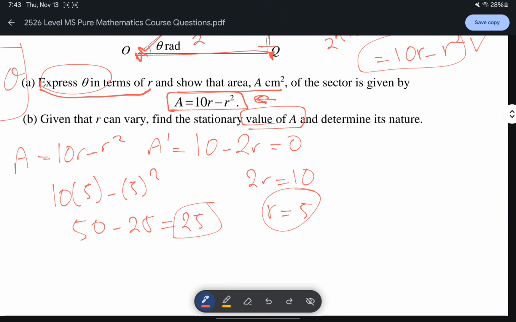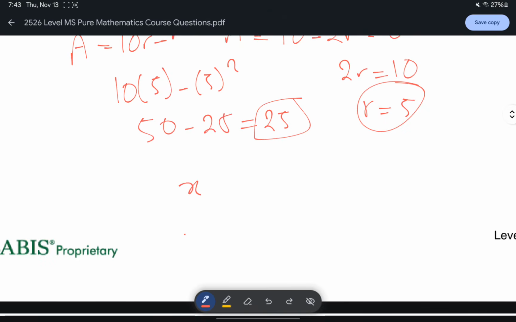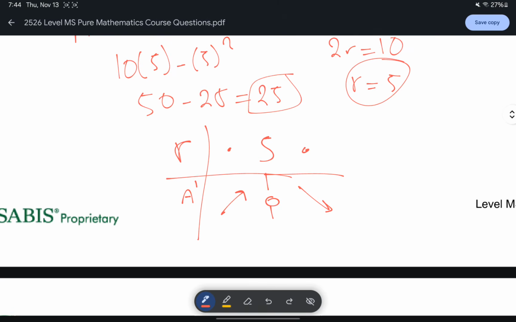Okay, now the second part of this question, they're saying determine its nature. And they're asking, is it local minimum, is it local maximum, what's going on with it? Okay, so to find this, we're going to do the table of variation. So it's x into A prime. We see here that it's 5. Okay, this gives us 0. Okay, instead of x here, you would write r for radius. Okay, we'll test a point here, you'll find that it's going up, it's positive, and you'll test a point here, it's going down, it's negative. Okay, so that means that this value, r is 5, is a maximum.